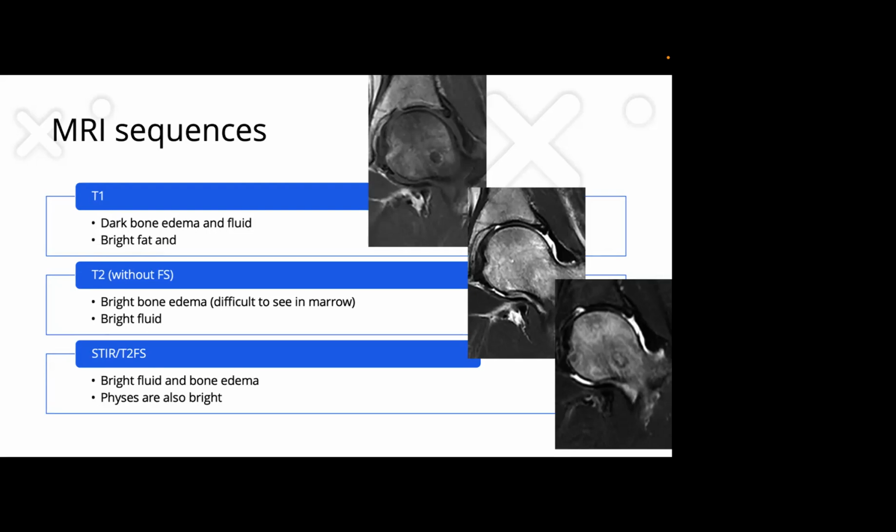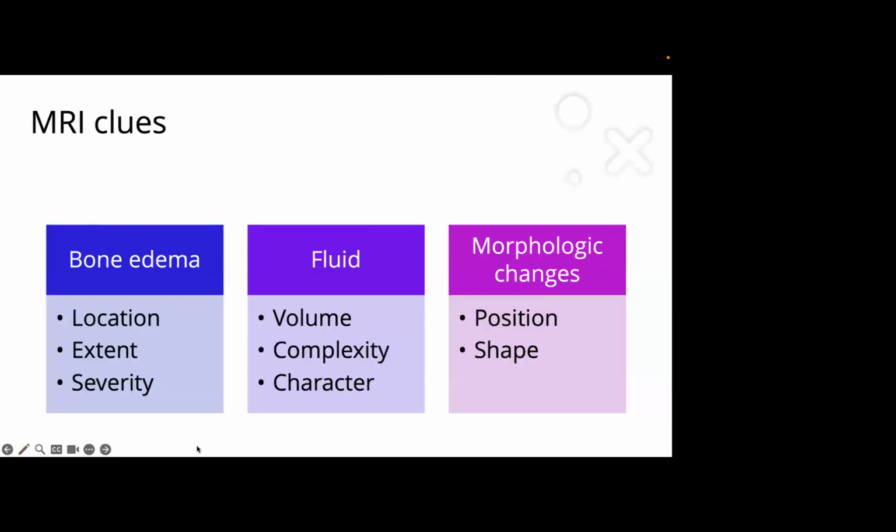And then on a STIR image, or a T2 fat suppressed image, which is the sequence where we take a normal T2 image and we just blacken out all the fat so that all edema and everything like that becomes more evident to us. So these are the three sequence types that you should remember and know about.